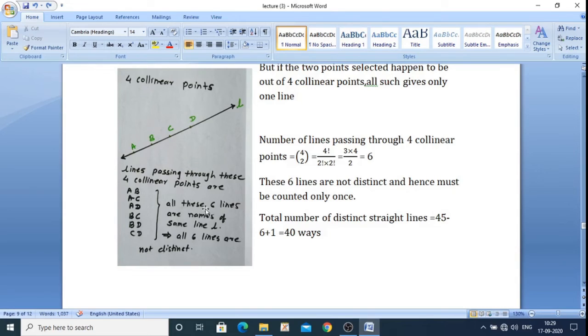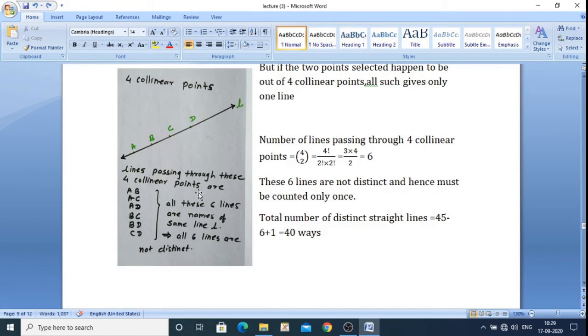Now here we have drawn it manually, but by using the formula, we have 4 collinear points and we want 2 from that. So 4C2 is equal to 4 factorial upon 2 factorial into 4 minus 2, that is 2 factorial. So it is 3 into 4 upon 2, that is 6. So these are the 6 lines. These 6 lines are not distinct and hence must be counted as only once.